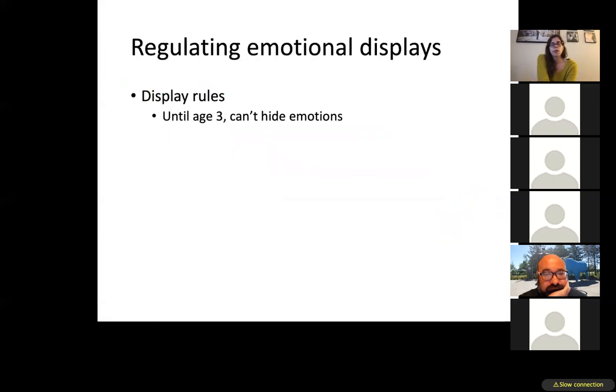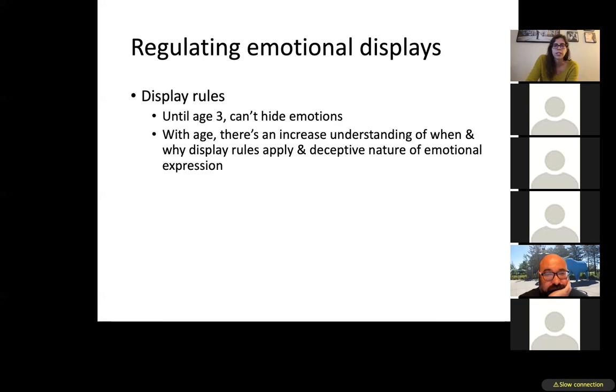All right, so until age 3, children aren't able to hide their emotions. So they can't pretend they like something if they didn't. They're going to tell you that they don't like it. They're not able to engage in these display rules yet, because they're not old enough for that. They're not able to regulate their emotional expressions.